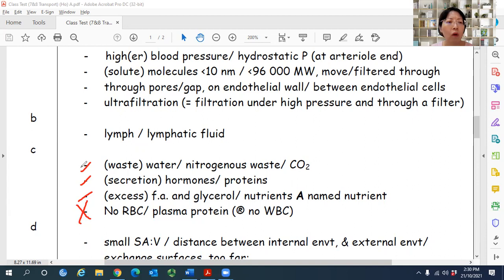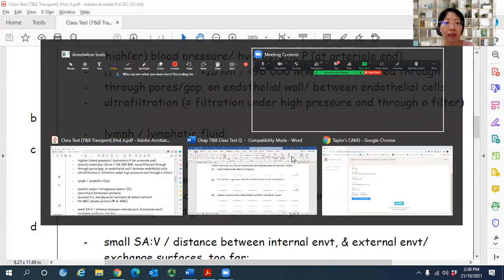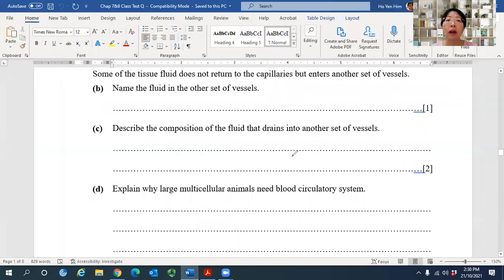So I only give marks for the first 3 marking points. I only give marks for what is there rather than what is not there. The question is asking for what is there, so I'm not interested in what is not there.